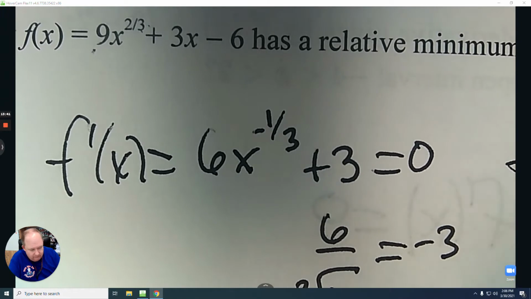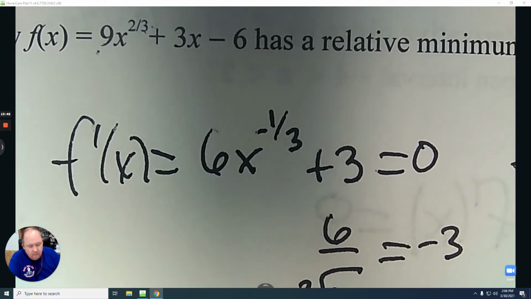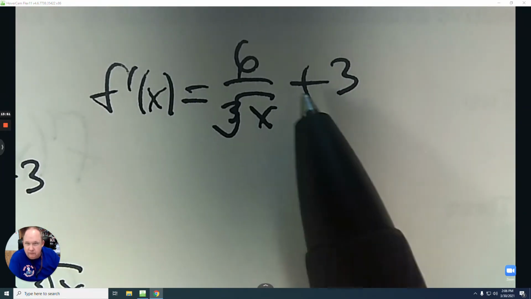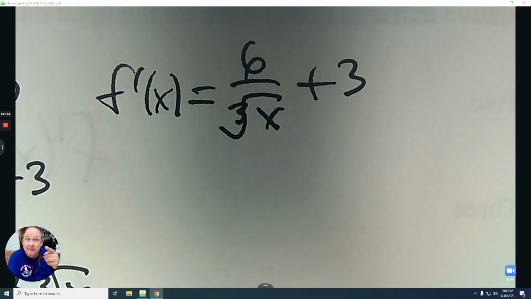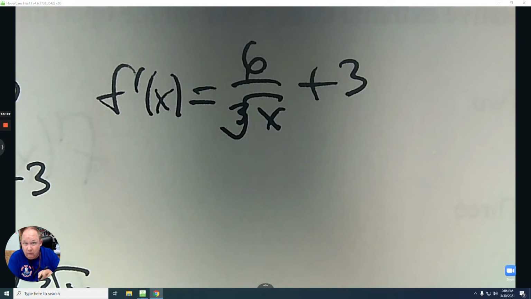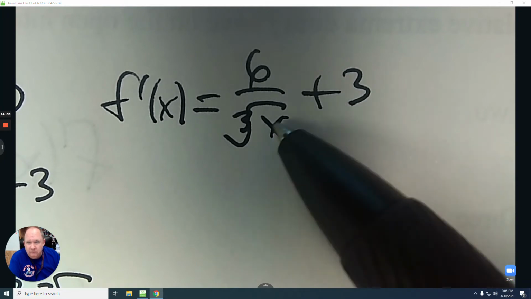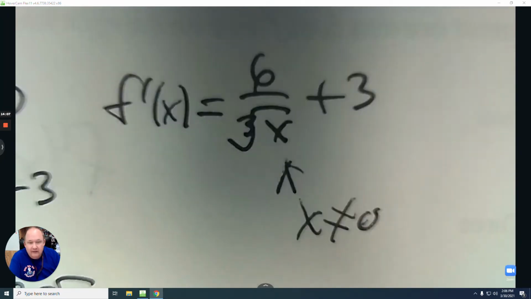if I wrote down the derivative without a negative exponent, this is also the same derivative, just written as a fraction. What we need to remember is it's not just making it equal to 0. The next part also is, are there any values that make it undefined? So if you write it as a fraction, you can clearly see that x cannot equal 0.